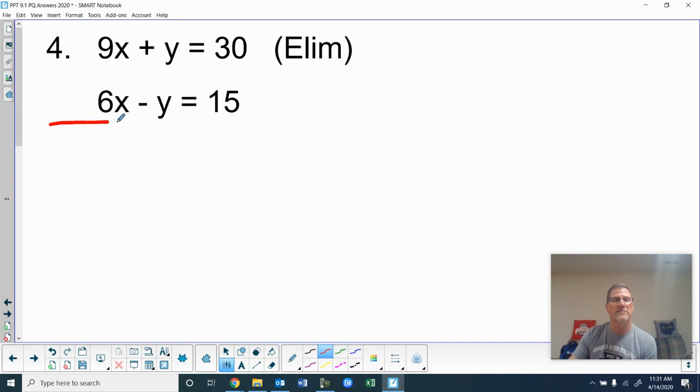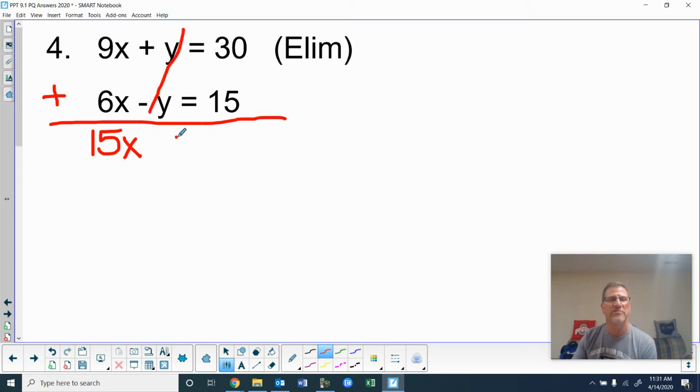So I look at the y's. One's a positive 1, one's a negative 1. So the signs are different. When the signs are different, we add the two equations. All right, so 9x plus 6x would be 15x. And positive 1y plus a negative 1y would cancel, eliminate each other. And then 30 plus 15 is 45. And then divide by 15. We get x is 3.